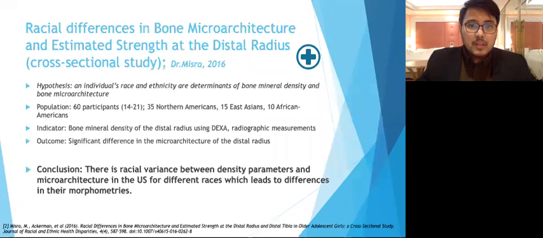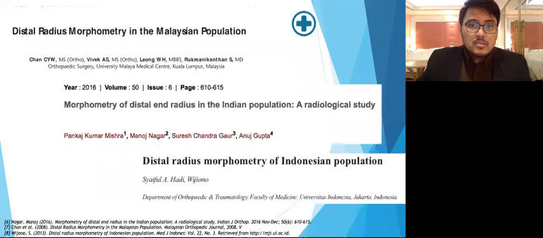In 2016, a distal radius cross-sectional study done in the US concluded that distal radius cortical perimeter was higher in Black Americans than Asians, while cortical thickness was greater in Black Americans compared to white Americans. These results suggest that there is racial variance for these measurements that may also lead to a difference in the distal radius morphometry. Since then, there has been an emergence of different studies evaluating the morphometries of the distal radius in their respective countries.